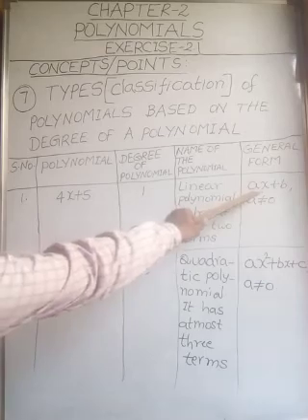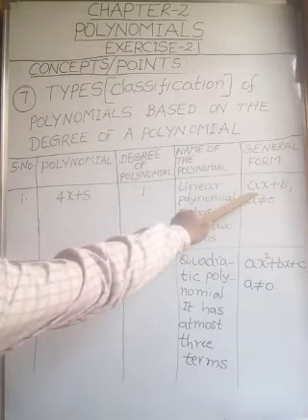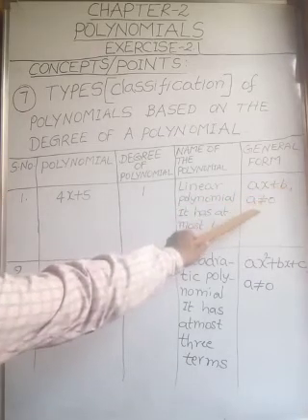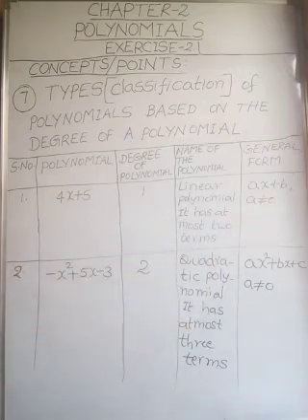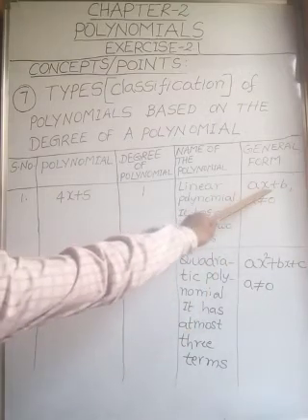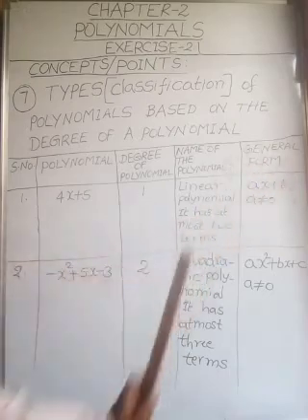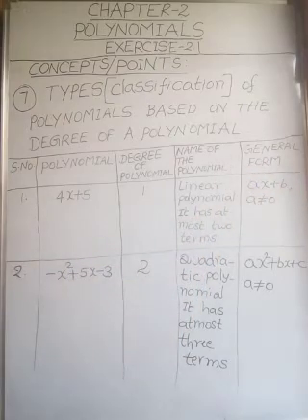And this is the general form of a linear polynomial: ax plus b, where a is not equal to 0. It means an x term and a constant term. Only two terms, at most two terms. Is it clear, my dear children? Right. Now come to the next example.